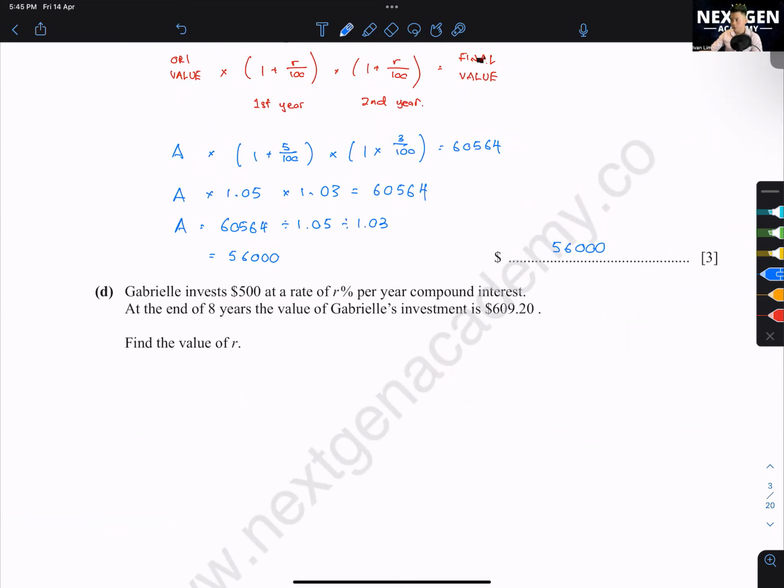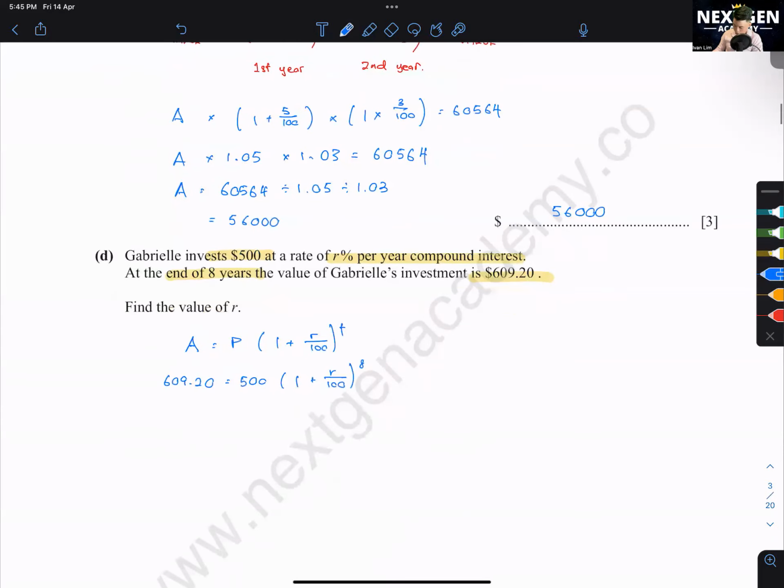Okay, question D. Gabriel invests $500 at a rate of R% per year compound interest. At the end of 8 years, okay, the value is 609.20. Okay, so this is a compound interest type of question. So let's write down the compound interest formula first. A equals to P bracket 1 plus R over 100 to the power of T. Okay, what do we have? A is 609.20, 500, 1 plus R over 100 to the power of 8. Okay, we just rearrange the whole thing.